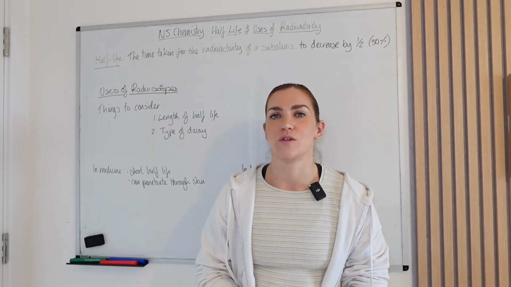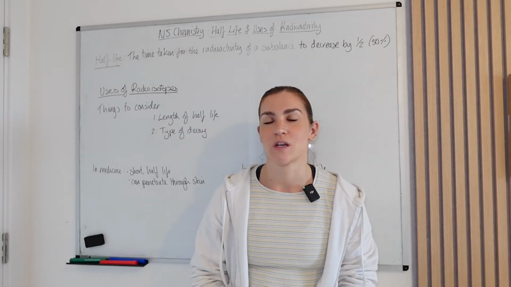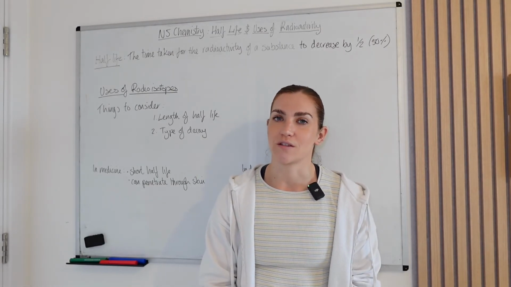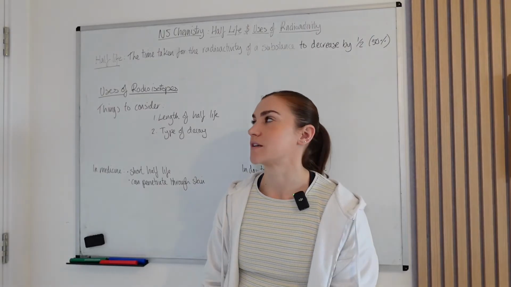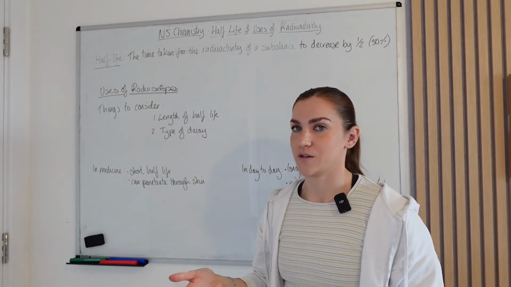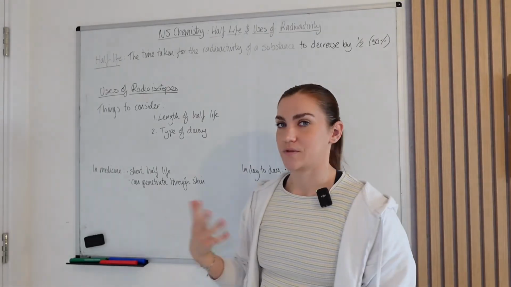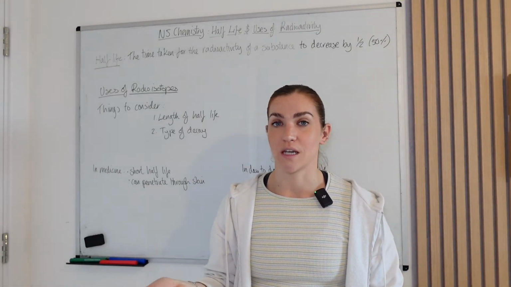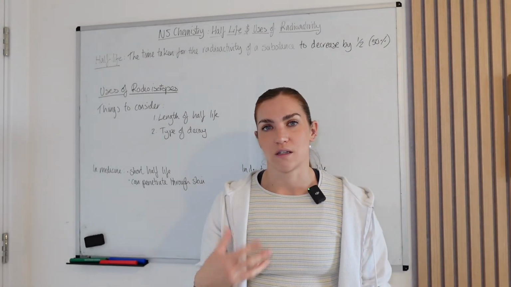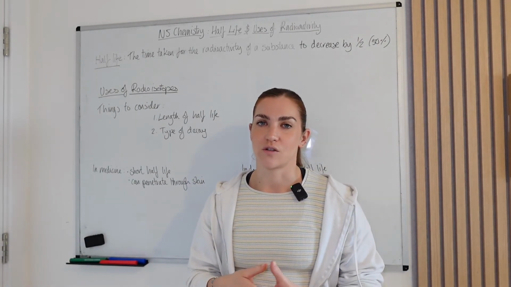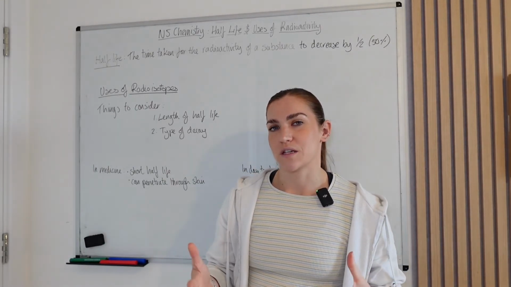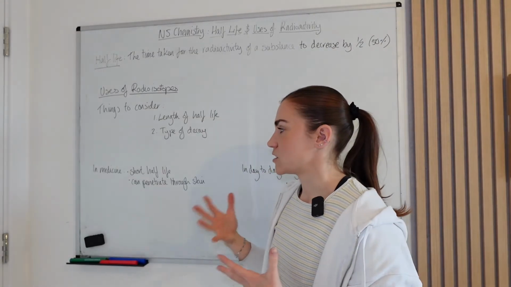So finishing off with uses of radioactive isotopes, there are a couple of things we need to consider when deciding what radioactive isotope we're going to use within a given context. And those 2 things that we need to consider are how long is the half-life of that radioactive isotope, and what type of decay, nuclear decay, does it give out. So in your exams you will come across different contexts of the uses of radioactive isotopes. So this is just a general help. Sometimes it is common sense, but just to get your head around it.